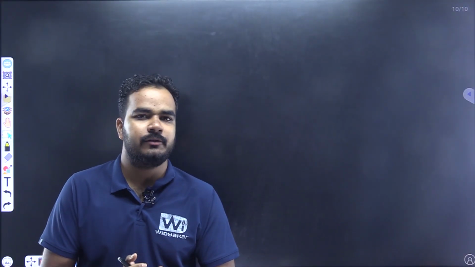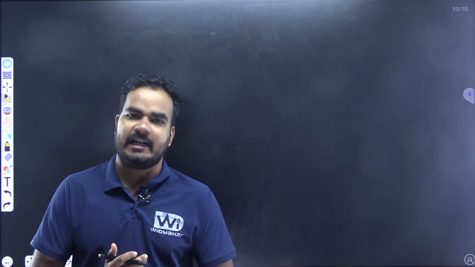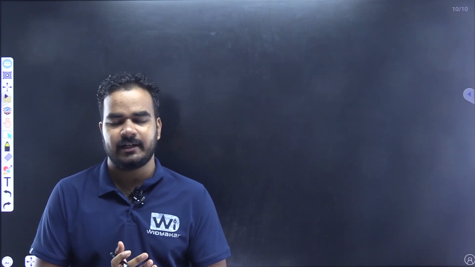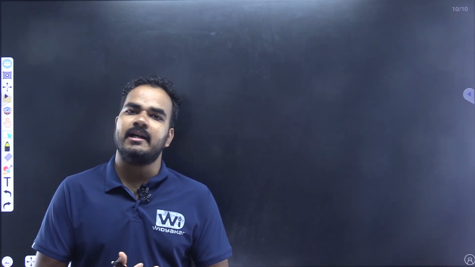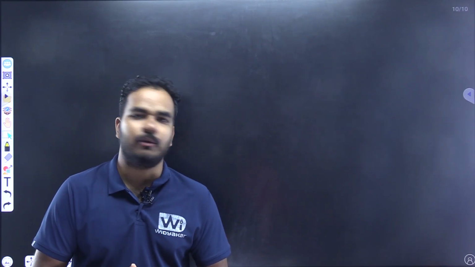In the previous video, we discussed taxonomy, systematics, taxonomical categories and their hierarchical arrangement. In this video, we will discuss the steps of taxonomy, that is, identification and nomenclature.